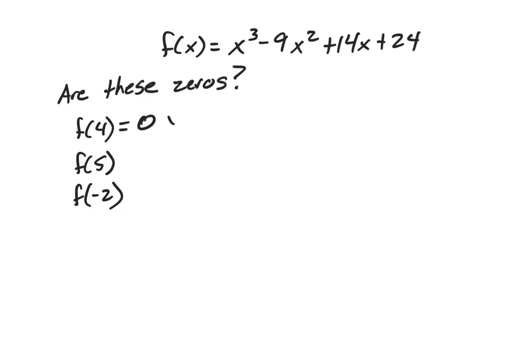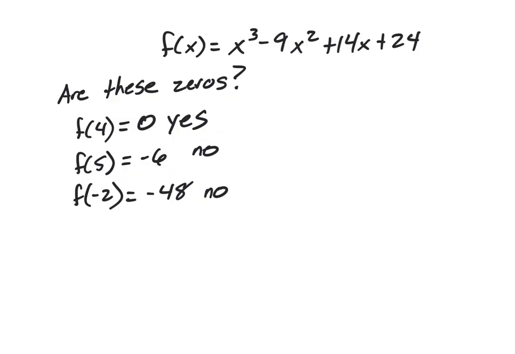Four gives me a value of 0, so we would say yes. 5 gives me a value of something else, and so both of those would be no. I don't really care what the value is. If it's not 0, then it's not a 0, okay? And that's all we have to do when we try to determine if it's a 0.